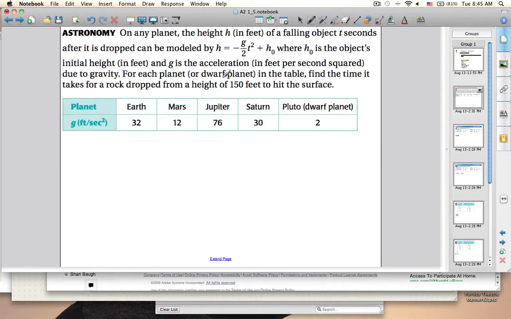So for each planet or dwarf planet on the table, find the time it takes for a rock dropped from a height of 150 feet to hit the surface. So we have all these different gravities. Our initial height is going to be 150 feet on each one, and after we go through doing the skill practice here in the middle, then we'll go ahead and solve this problem toward the end of the lesson.